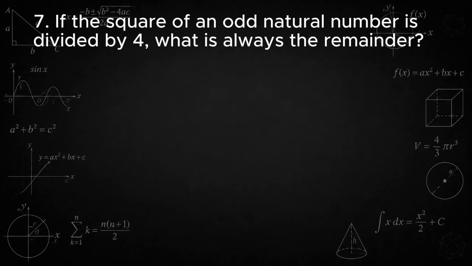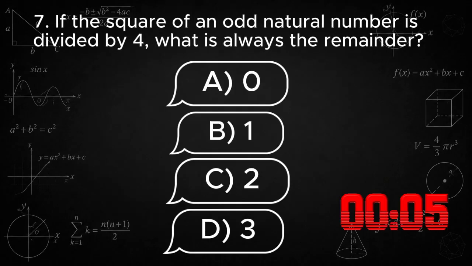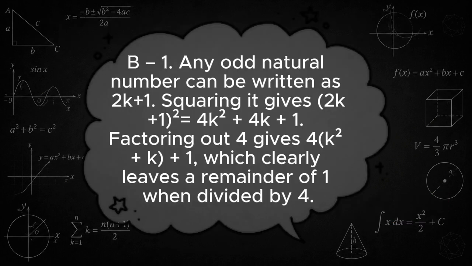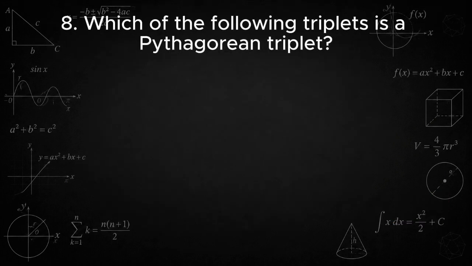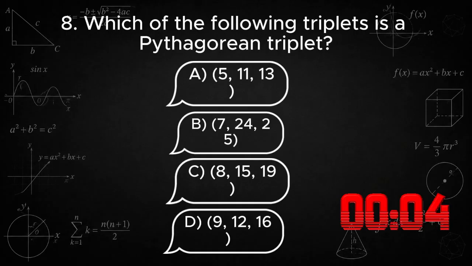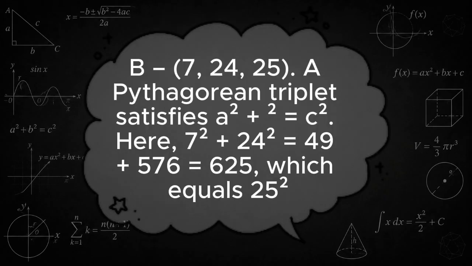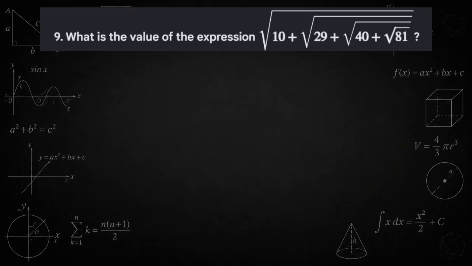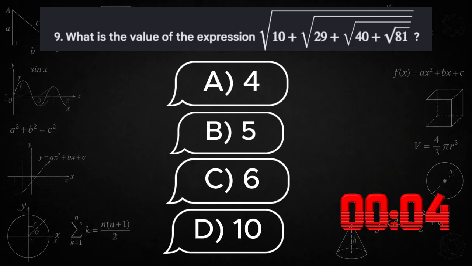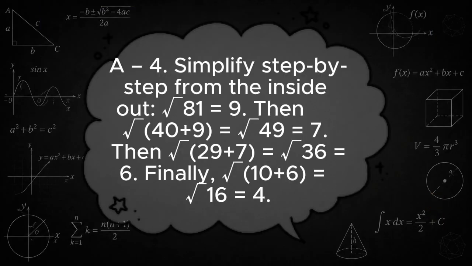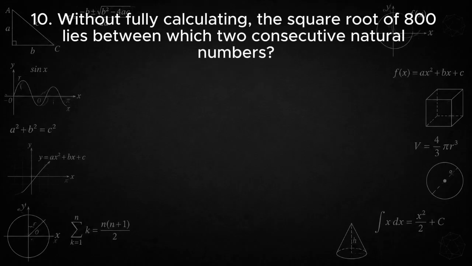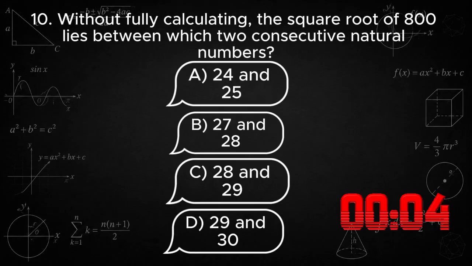7. If the square of an odd natural number is divided by 4, what is always the remainder? 8. Which of the following triplets is a Pythagorean triplet? 1. What is the value of the expression? 10. Without fully calculating, the square root of 800 lies between which two consecutive natural numbers?